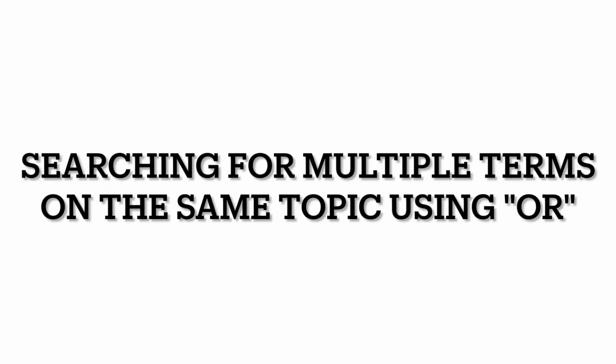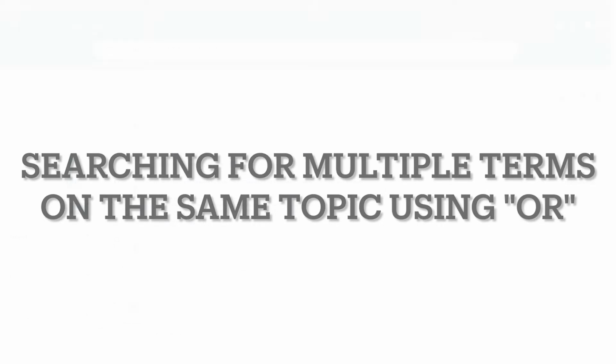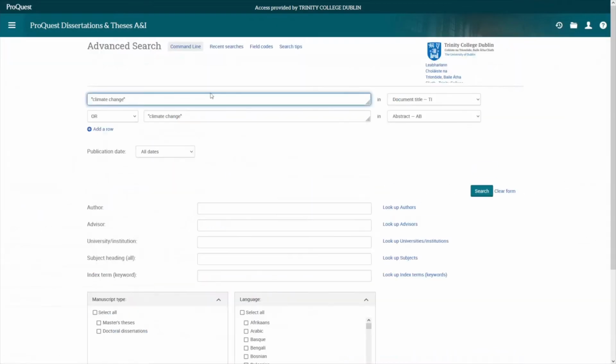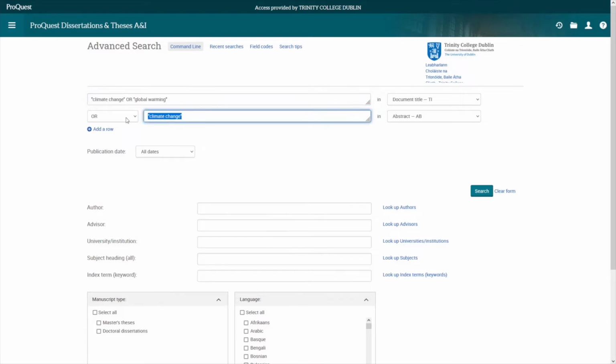Searching for multiple terms on the same topic using OR. Enter your terms in the search boxes. They should have OR between them in capital letters. Again, make sure you have the correct field selected and it says OR between the lines before you click the green Search button.